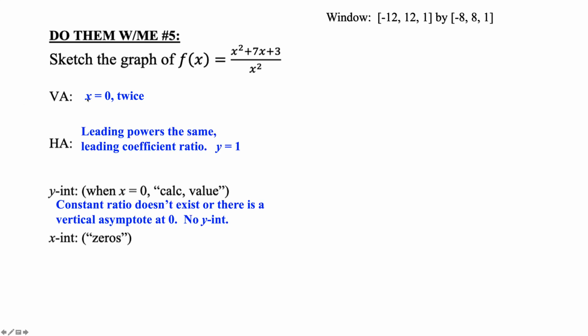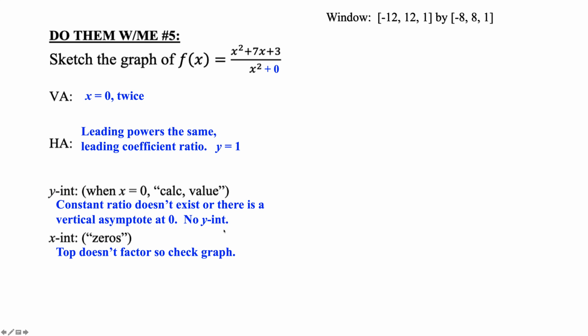But what we can see is that from x squared on the bottom, we're going to have a vertical asymptote at x equals 0, and it's going to occur twice. The horizontal asymptote: you have leading powers that are the same, so the leading coefficient ratio 1/1 is your horizontal asymptote. My y-intercept doesn't exist because it's going to be 3/0. I look at that constant ratio, so there's no y-intercept, which also makes sense because we had a vertical asymptote at x equals 0. That's my y-axis.